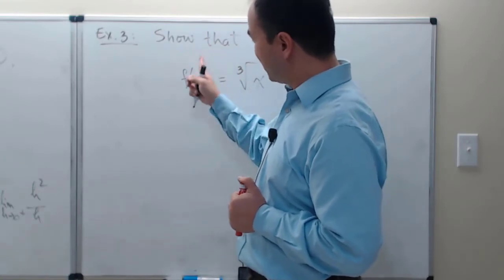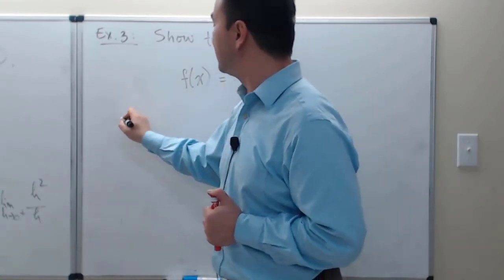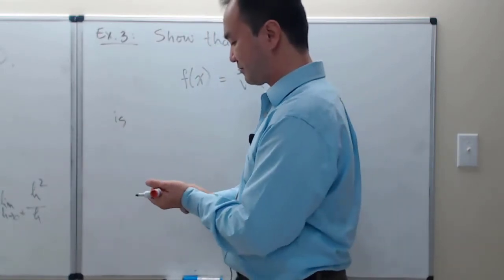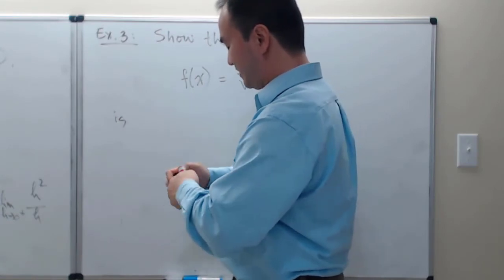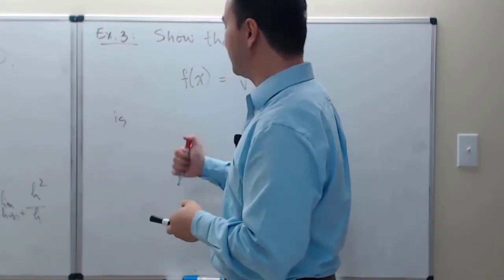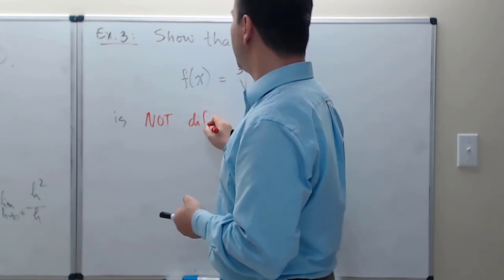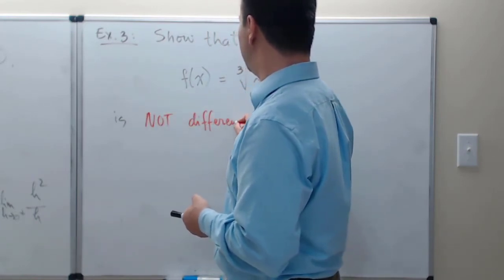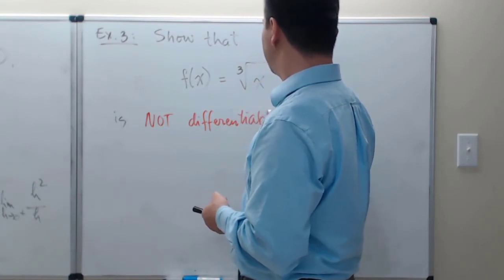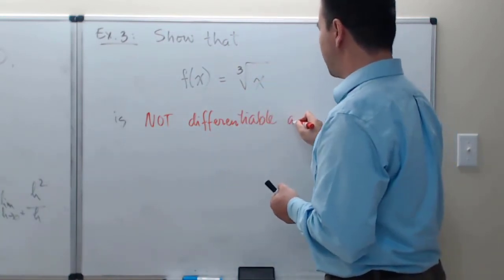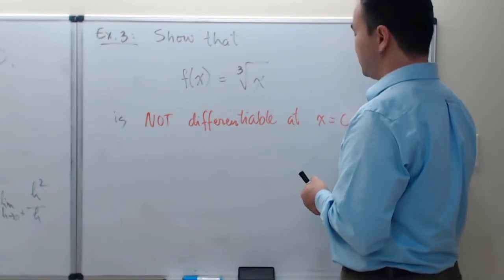Okay, so we want to show that this function, the cube root of x, is, okay, and the ultimate statement here, we want to prove that it is not differentiable at x equals 0.